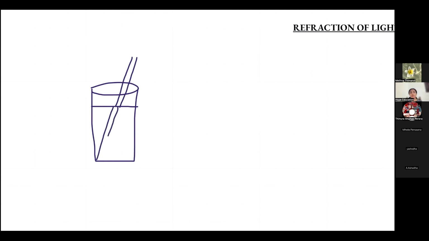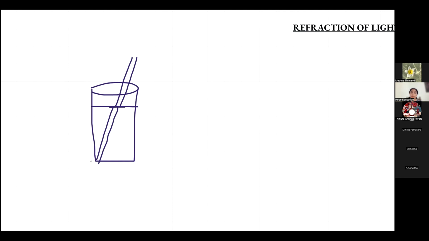Give me a thumbs up if you have seen this in real life. Have you all seen this? Yeah, with a pencil. Yes. What about others? Why does it look so broken at the water surface?